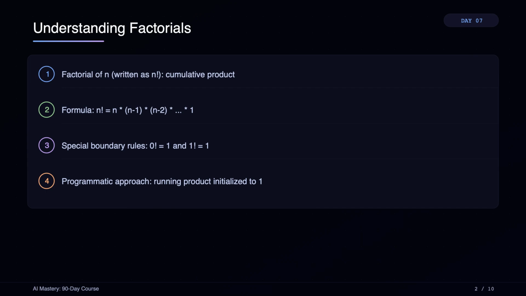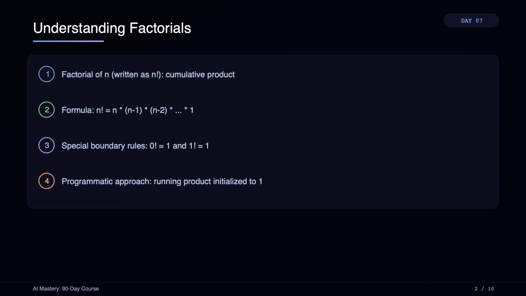Programmatically, we calculate this by setting a running total variable to 1, and then running a loop that multiplies this total by each consecutive number up to our target. Let's see the Python loop code. Here is the Python loop implementation for factorials.